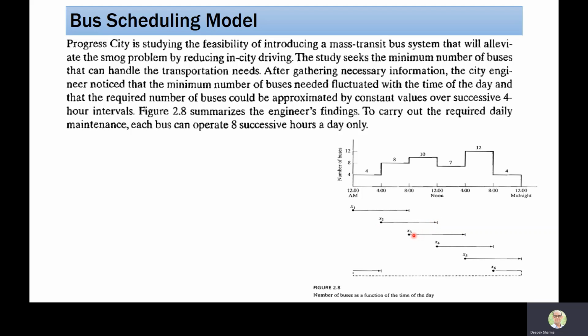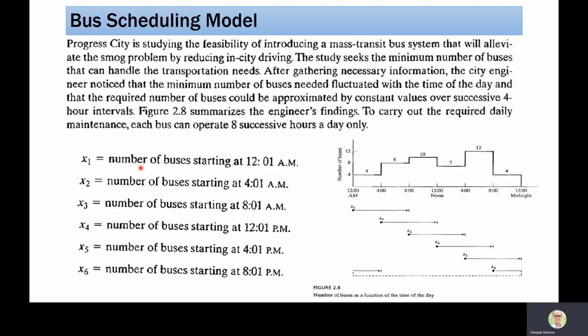Similarly, we are starting some buses at 8 a.m., 12 noon, 4 p.m., and 8 p.m. respectively. Now looking at this graph, we can understand that the number of buses that are going to be started at 12 midnight, 4 a.m., 8 a.m., and so on will become our variables. This can also be justified by saying that we want the minimum number of buses. So we have to find the values of these buses that will be running at different hours.